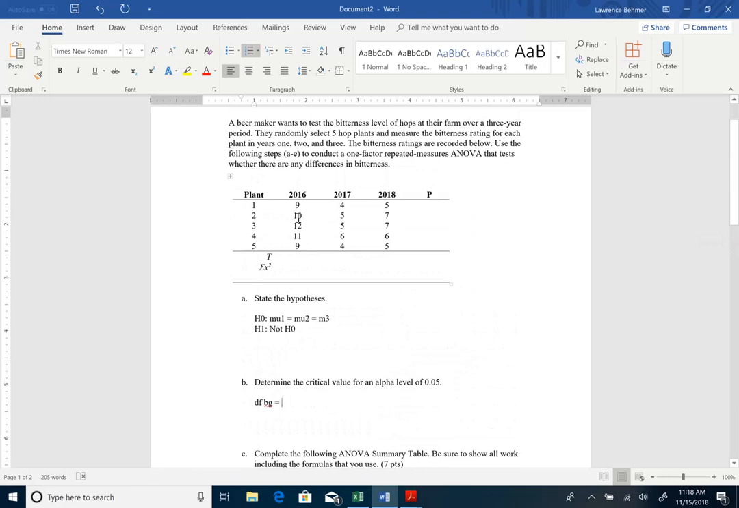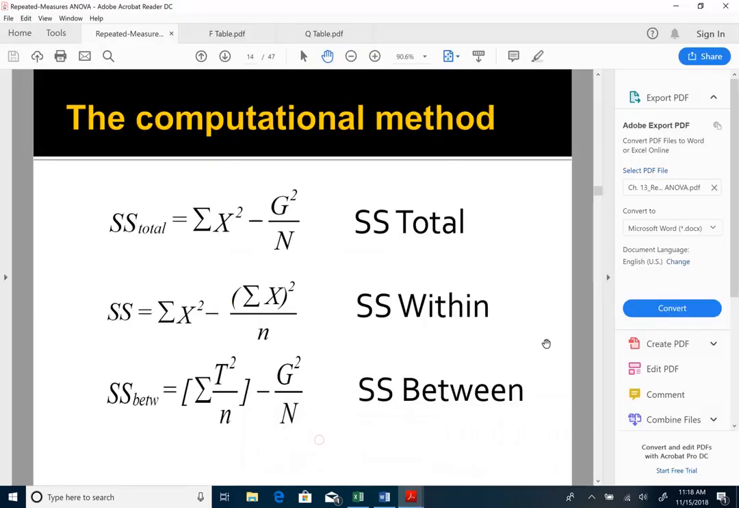So how many levels do we have? 1, 2, 3 levels. So our degrees of freedom for between groups is 3 minus 1. That equals 2, right? So how do we find the degrees of freedom for our error term?